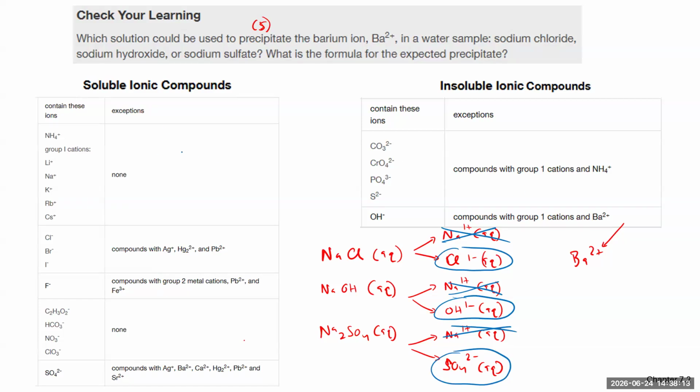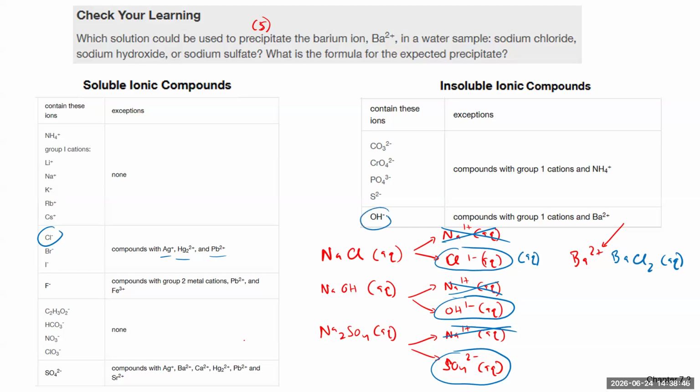Right? So let's look at this. Chlorine here, usually soluble. Only exceptions are silver, mercury 1, and lead. Barium's none of those. So we'll say this is aqueous, right? So we'll say Ba, and then we need Cl2. This is aqueous. All right.